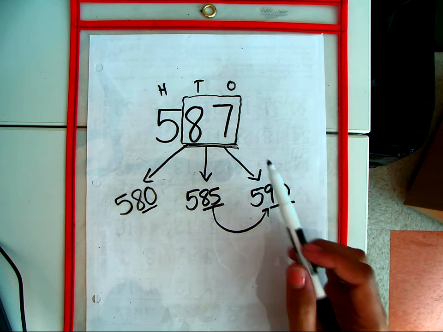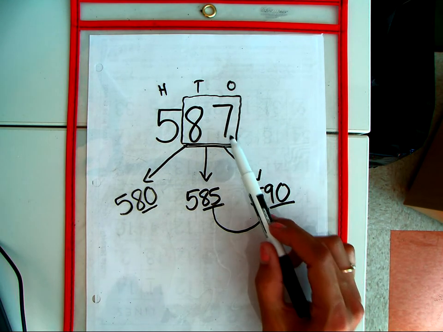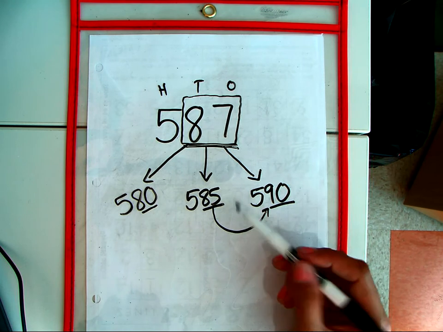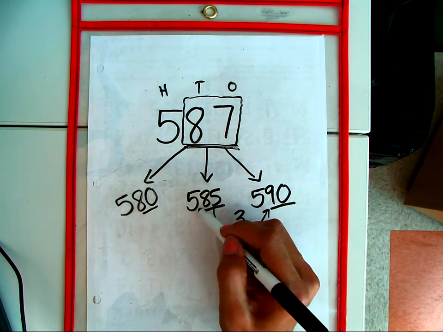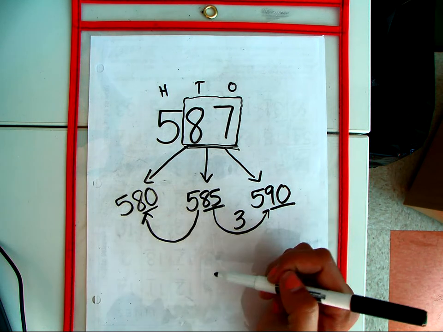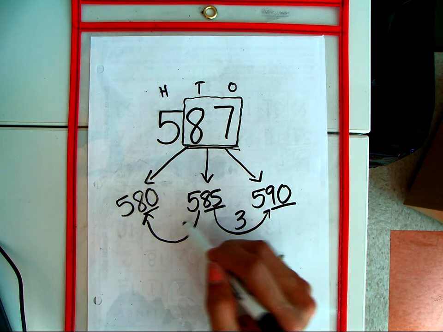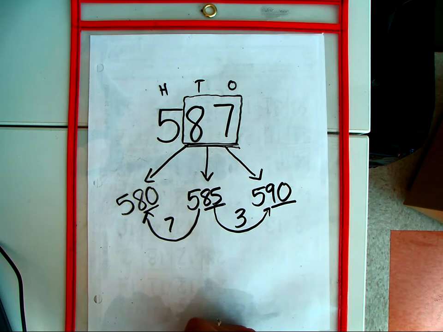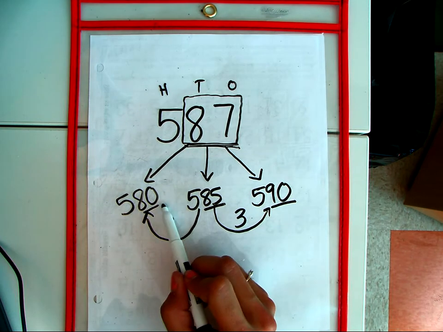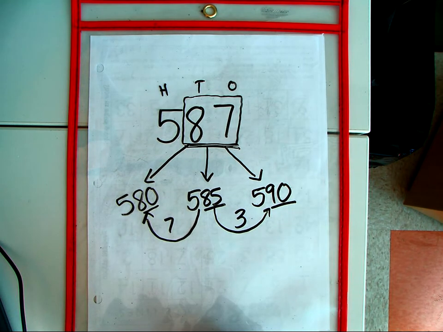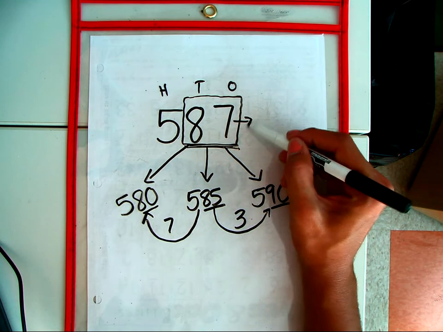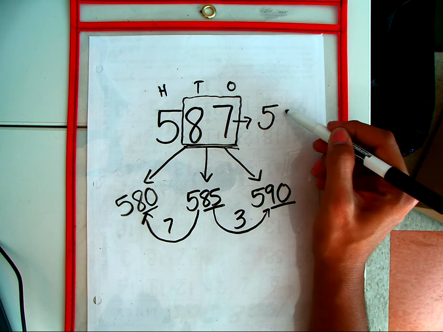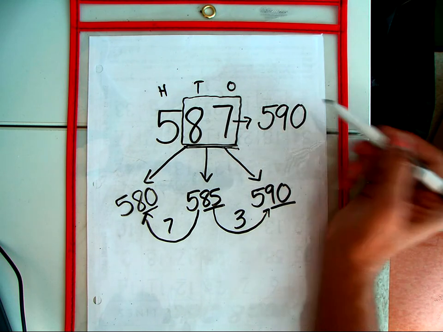When I look at 587, I can count 87, 88, 89, 90. I'm 3 away. When I count back, 7 and 3 make 10, so I'm 7 away from 580. This lets me know that I'm closer to 590. So I'm going to round 587 up to 590.